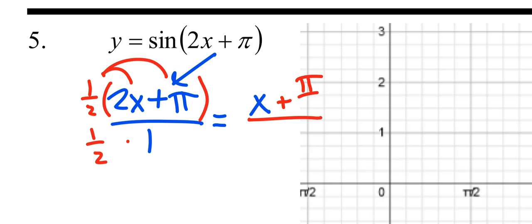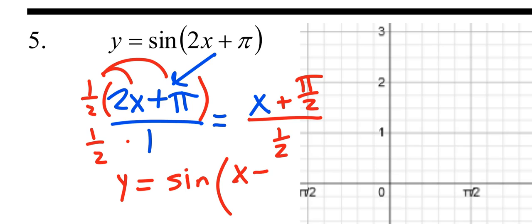X plus pi over 2. Don't say half pi. I know it's the same thing, but people on the street will make fun of you. Okay, and then 1/2 times 1 on the bottom. So the fireproof form of this equation is really sine of x plus pi over 2 divided by 1/2.